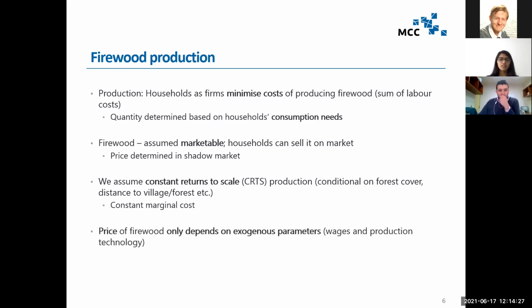And in the competitive framework, we know that price will equal the marginal cost. And so we obtain a price of firewood that depends only on exogenous parameters. So it depends on the wages and production technology parameters. And the importance is that now the household can take this price or the cost of production as fixed in making their consumption decisions.